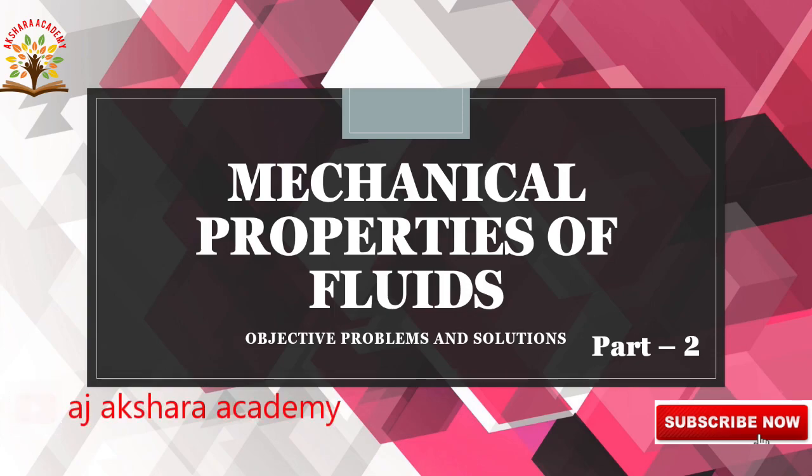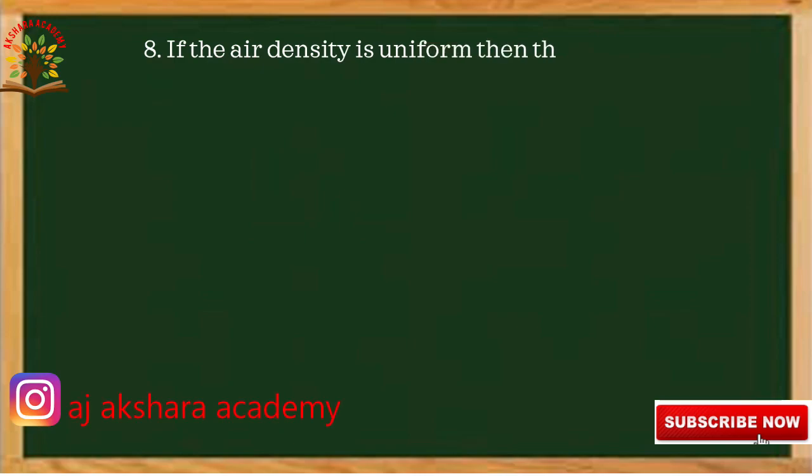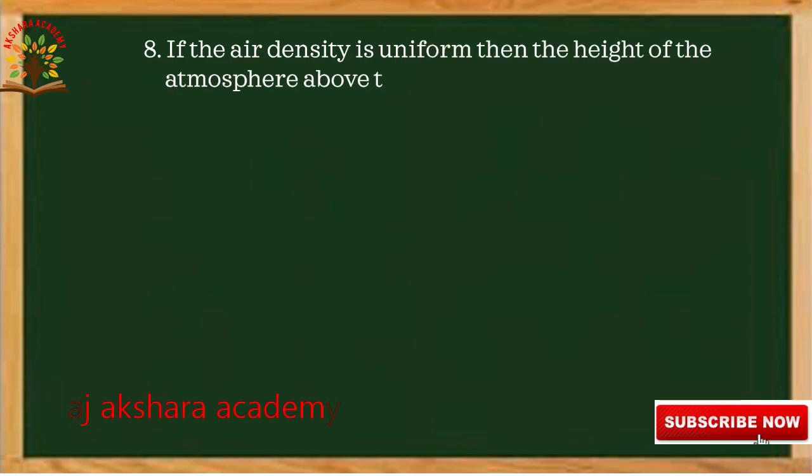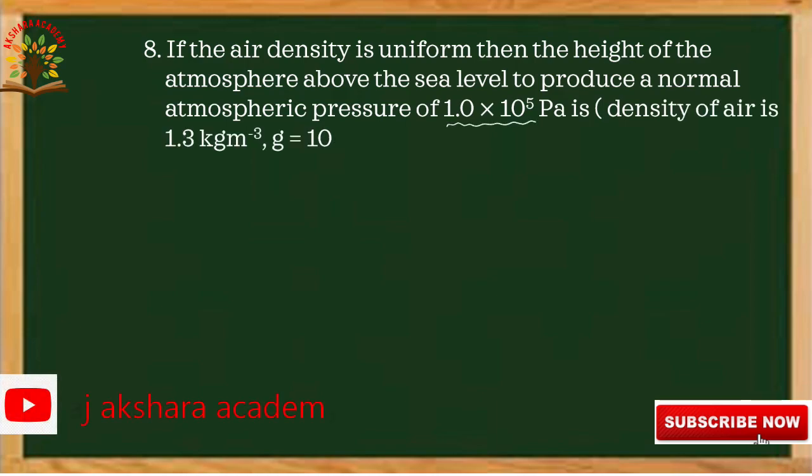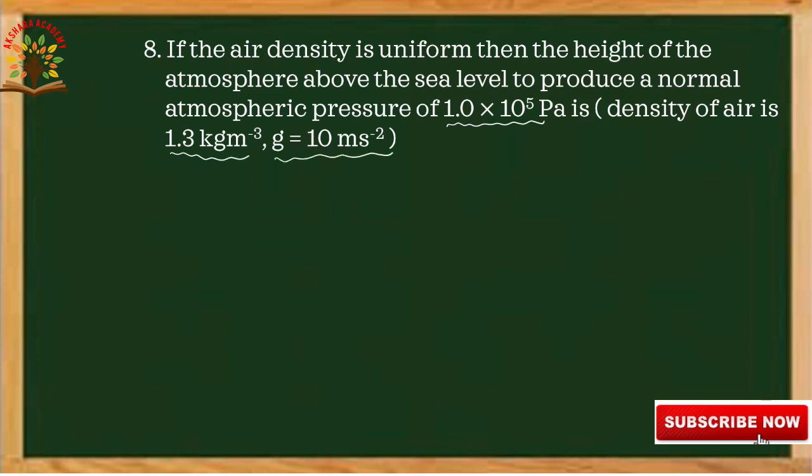Okay, let us go to today's session, mechanical properties of fluids, objective problems and solutions part 2. Let us go to the first one. If the air density is uniform, then the height of the atmosphere above the sea level to produce a normal atmospheric pressure of 1.0 × 10^5 pascals. Within brackets, the given density of air is 1.3 kilogram per meter cube and g is given as 10 meter per second square. Okay, let us go to the solution.